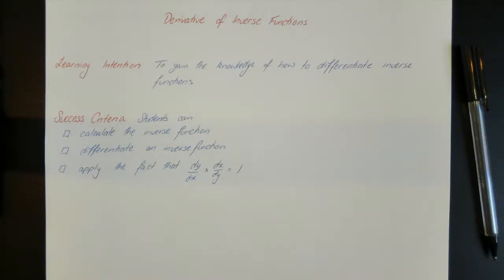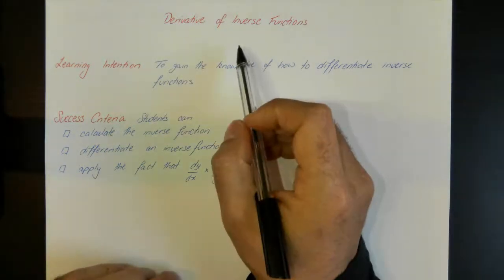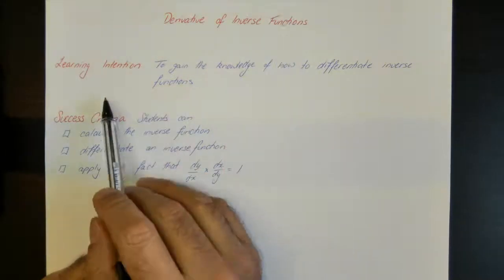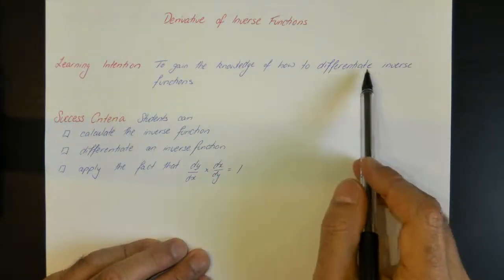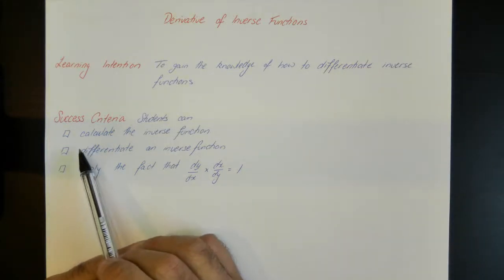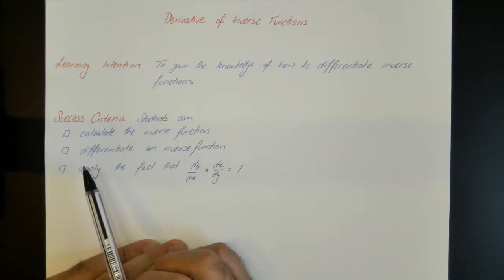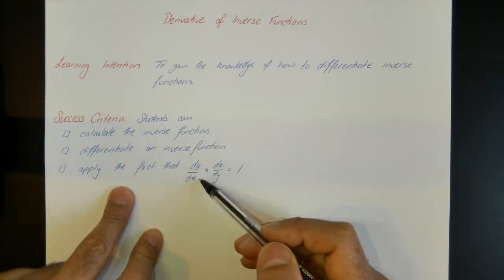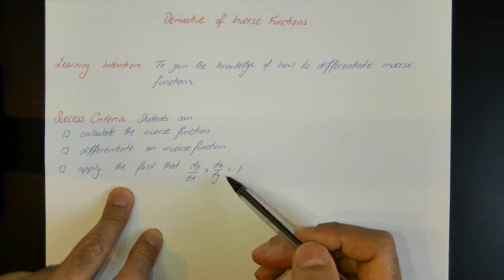Okay, so today we're looking at the derivative of inverse functions. So we're reminding ourselves what an inverse function is from Year 11 content. So our learning intention is to gain the knowledge of how to differentiate inverse functions. So we're successful if we can calculate the inverse, differentiate that inverse function, and actually apply this fact that dy over dx times dx over dy equals 1.